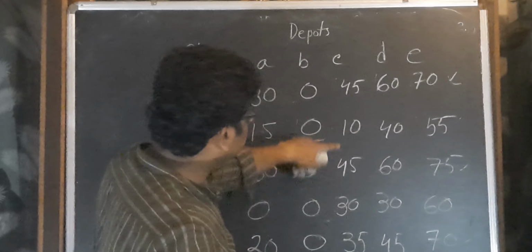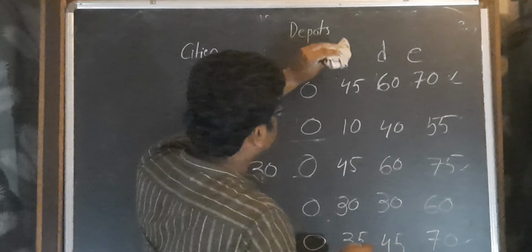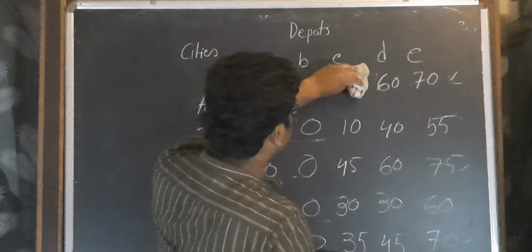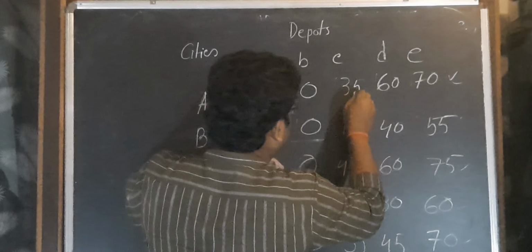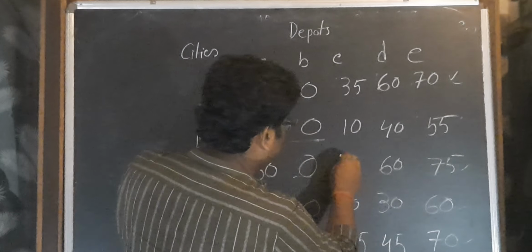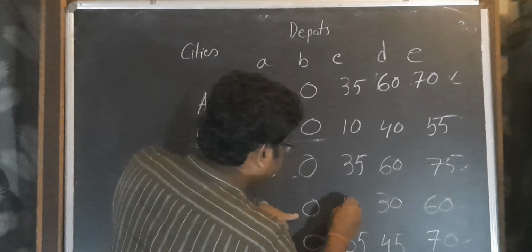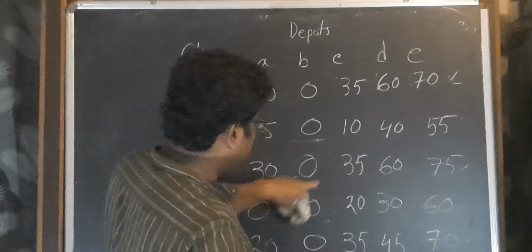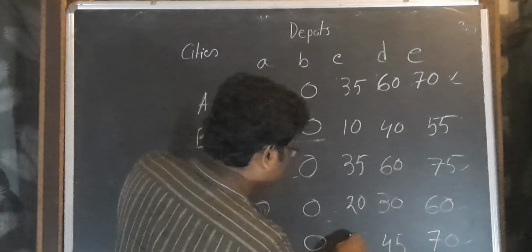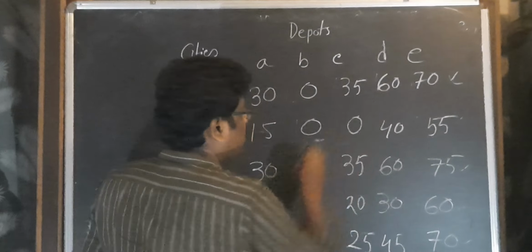And here the minimum is 0, so again it is the same. And here the minimum is 10, so it will be 35, then 35, then 20, and 25, and it will be 0.